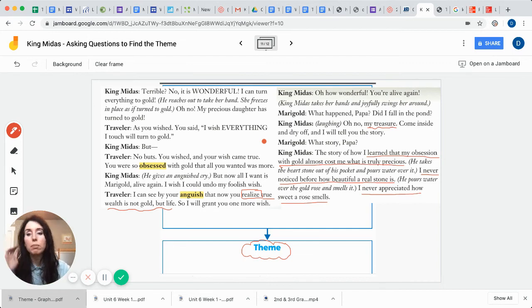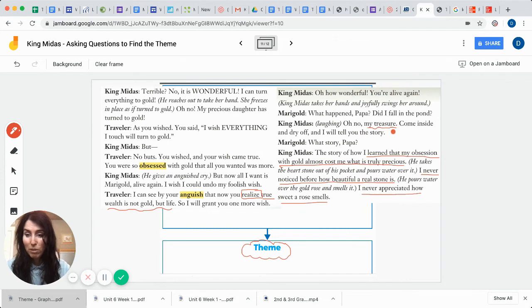So this time, King Midas wanted to erase what he did before. And he was told that by using water, if he pours it on to whatever he turned to gold, it would change back to what it was before. And so, of course, the first thing he wants to change back is Marigold, and Marigold doesn't know what just happened. And now King Midas is laughing. He says, "Oh, no, my treasure."